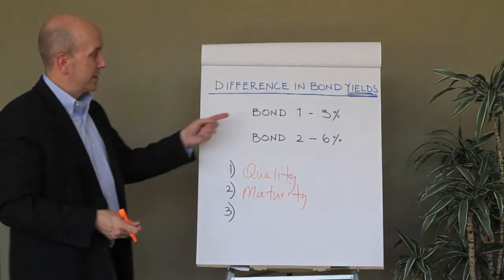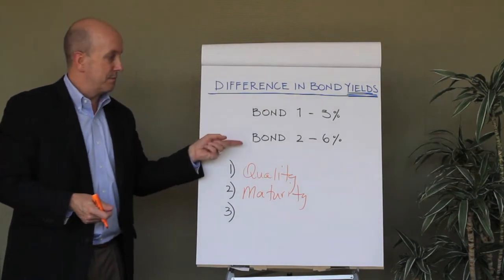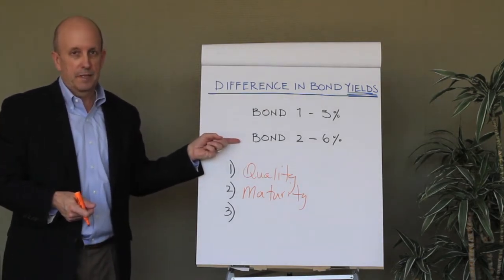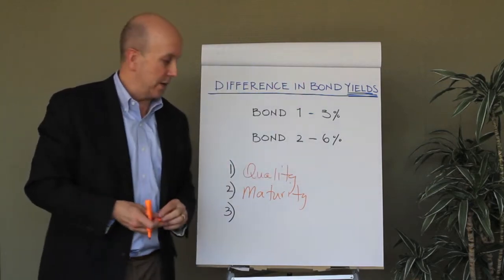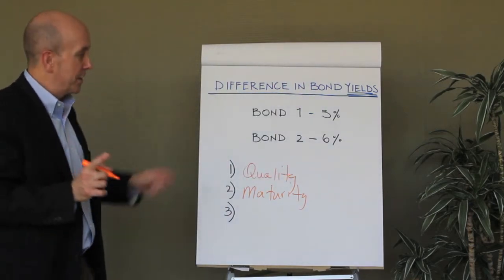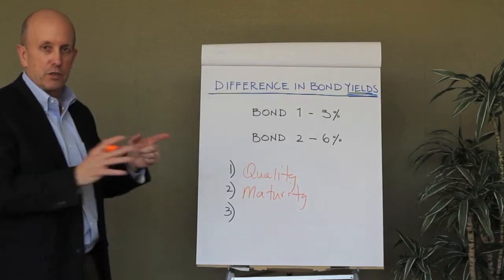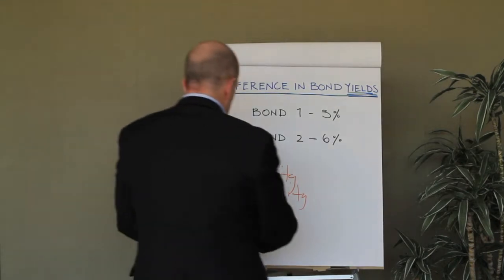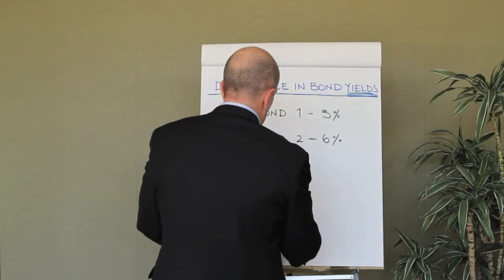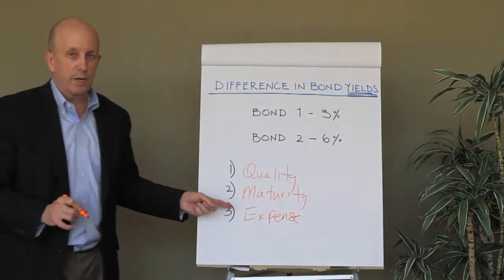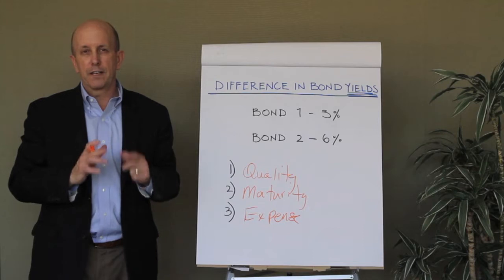Perhaps this is a 5-year bond and this might be a 30-year bond. I need to be paid more if I'm going to loan money for a longer period of time. The third one, if these were bond funds instead of individual bonds, the other thing that might explain the difference is the expense ratio of the bond fund itself.